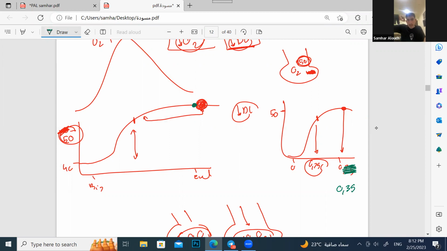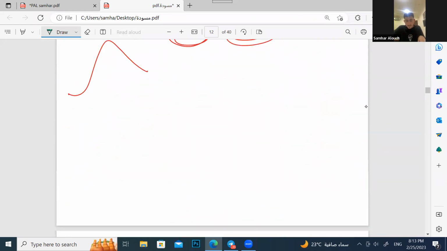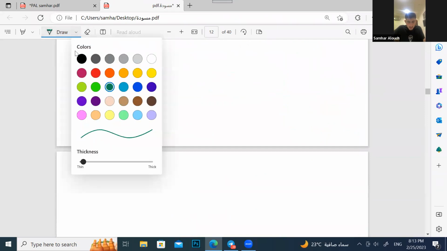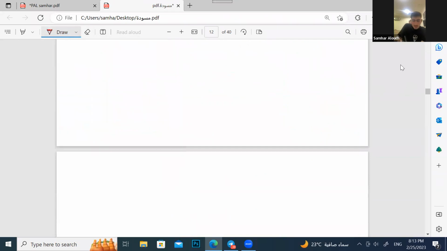And I went to high altitude and I have decreased DL. Now I will have a diffusion limitation, and I will have it here. To sum it up, in normal condition we reach the max at the middle. So even if I have a high altitude and a decrease in DL, I will reach the max, but at the end.